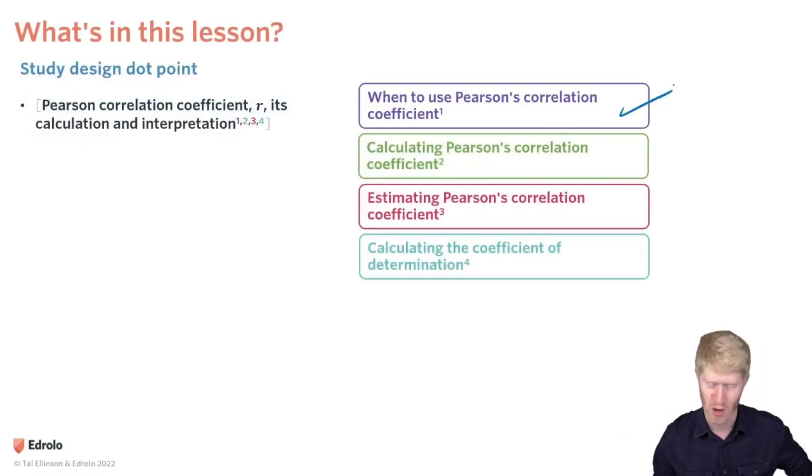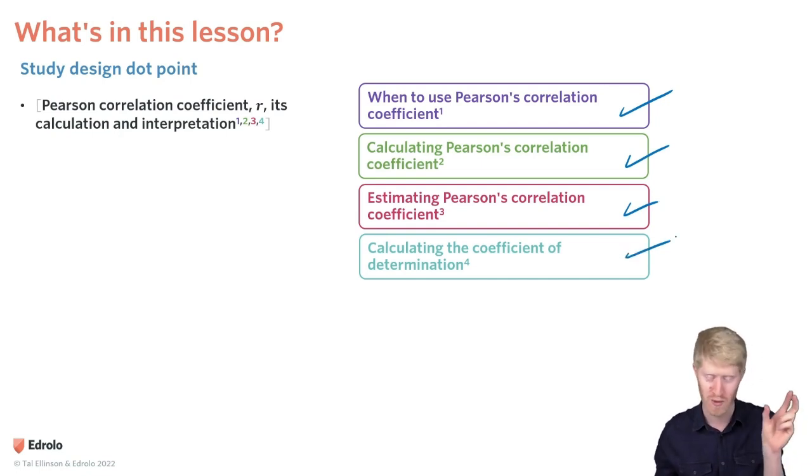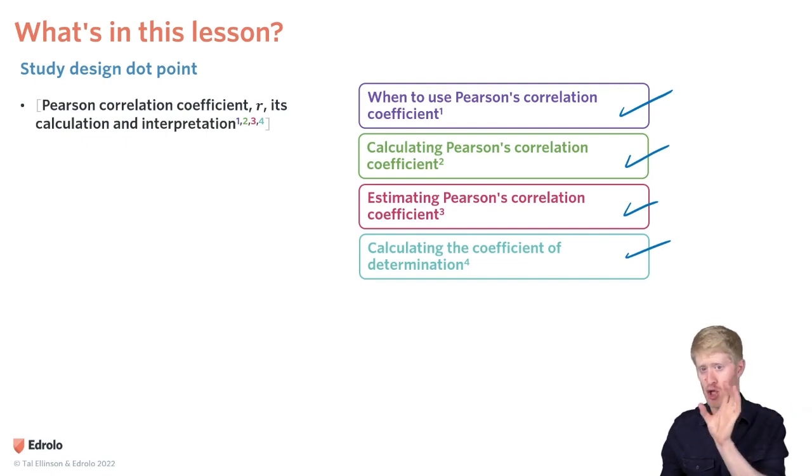When can we use Pearson's correlation coefficient? How do we calculate this coefficient? Can we estimate it, get a bit of a feel of what it might be from the data? And because it's very connected to this other concept called the coefficient of determination, I'm going to show you how you calculate one from the other.